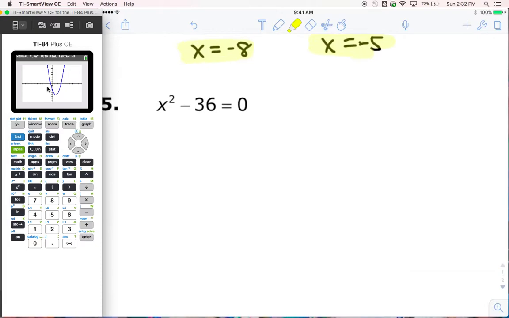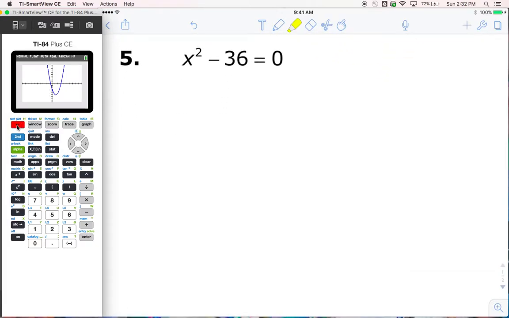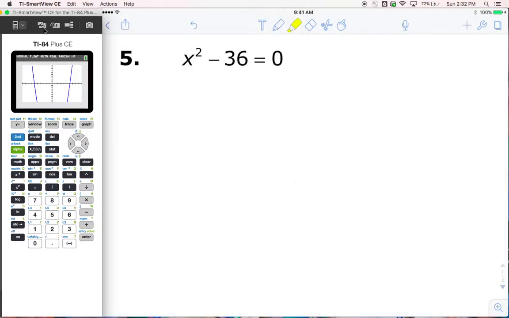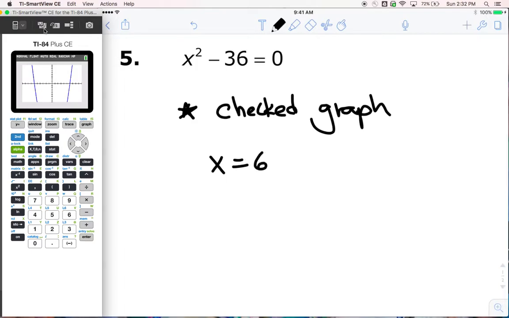Last example, x squared minus 36. All right, let's use the calculator again. And y'all, if it gives me two easy, clear answers, we're going to call it a day. All right, x squared minus 36. Look at the graph. Yay! All right, I got -6 here, and I got +6 here. This is nice. This is great. I'm not going to do the whole show for you. I'm going to just say, checked my graph. I got x equals 6. I got x equals -6.